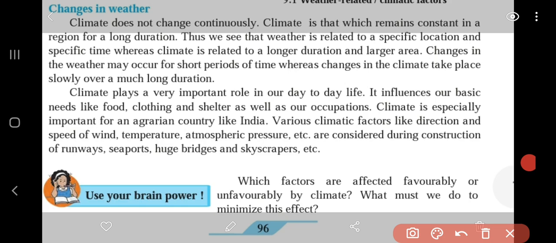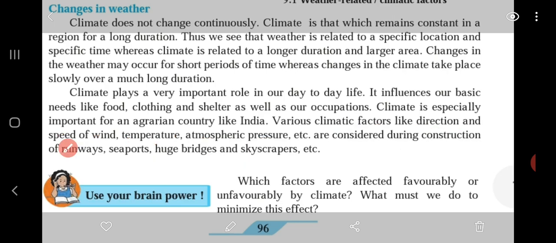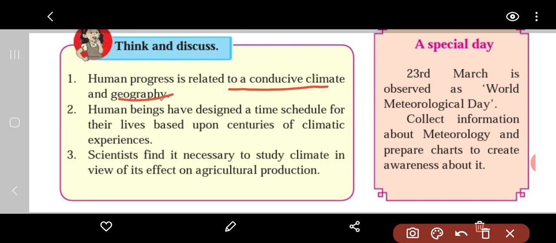Various climatic factors like direction and speed of wind, temperature, atmospheric pressure are considered during construction of runways, seaports, huge bridges, skyscrapers, etc. So even these are decided by climatic factors. Fine. So here we can understand how important climate is for all of us. Human progress is related to a conducive climate in geography. Our progress is also related to climate.